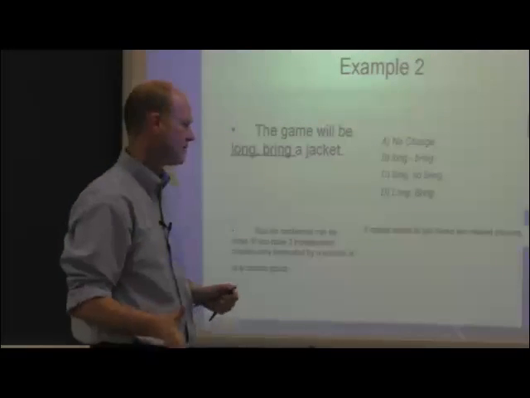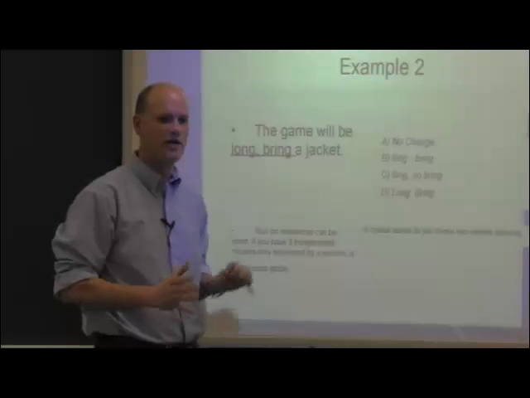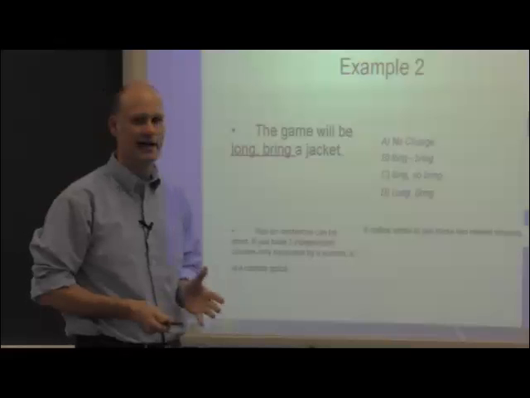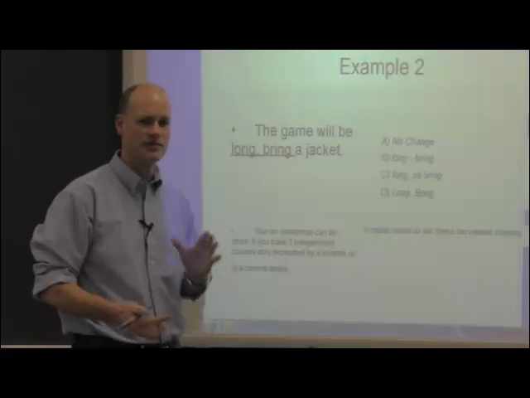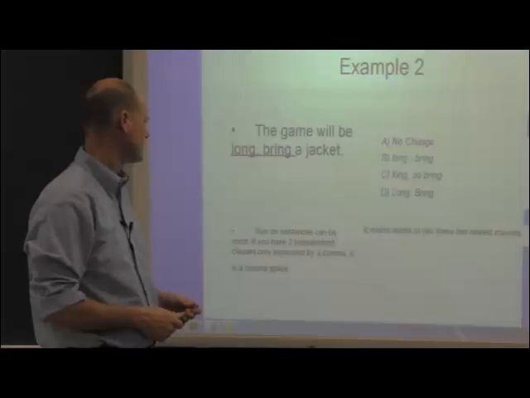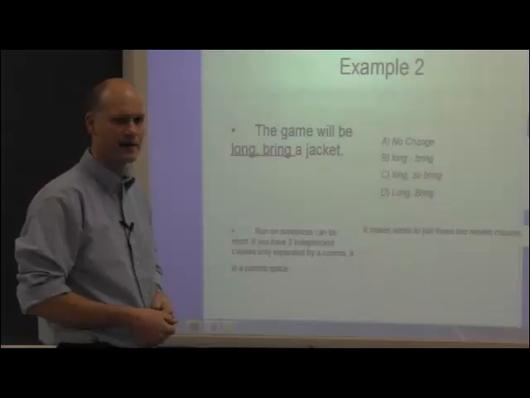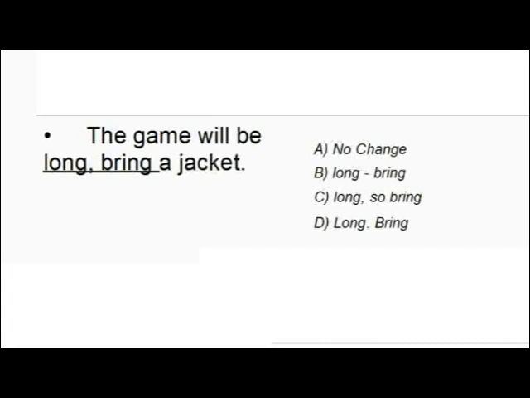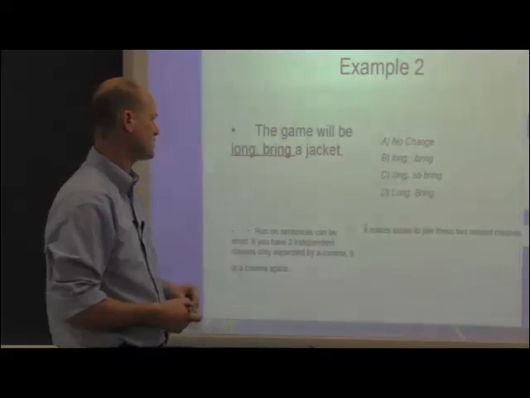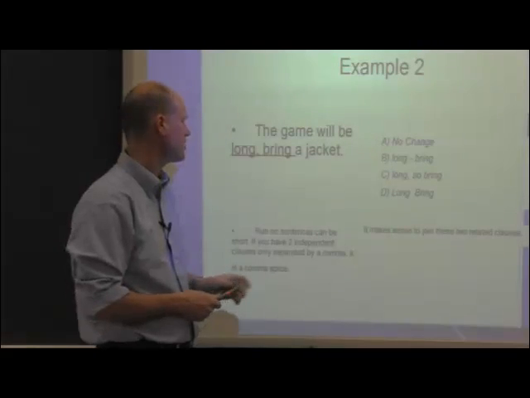This will be the second example we take a look at. I wanted to show you two. This one's short. So what I want you to know is that you can actually have a run-on or a problem even in short sentences. What we have here is a run-on sentence because we have two independent clauses only separated by a comma. "The game will be long, bring a jacket." Right. We have sentences as far as we have subjects and verbs.